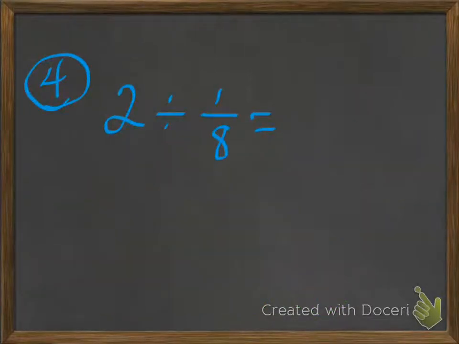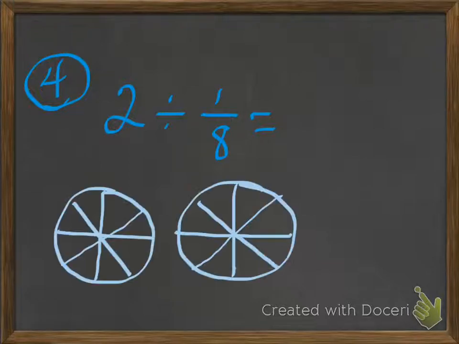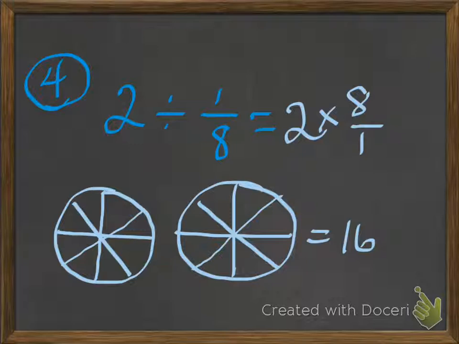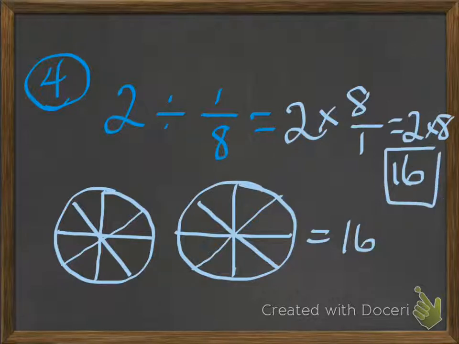Number 4, 2 divided by 1/8. Okay, so I took 2 circles, divided them into 8ths, and that's going to equal 16/8. Or I could take 2 divided by 1/8 and change that to 2 times 8 over 1, which is the same as 2 times 8, and 2 times 8 equals 16.